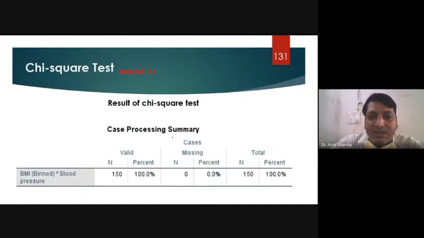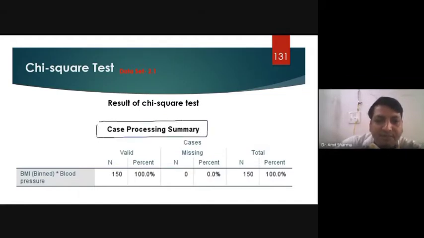You are going to get the results for the Chi-Square. The first table which you are going to get is the case processing summary. This will be called descriptive statistics somehow. It is going to tell you that the test will be applied on BMI and blood pressure. So one will be your independent variable, the second will be your dependent variable. And it is going to give you the number n, that is, how many samples there were, and whether any case is missing or not.